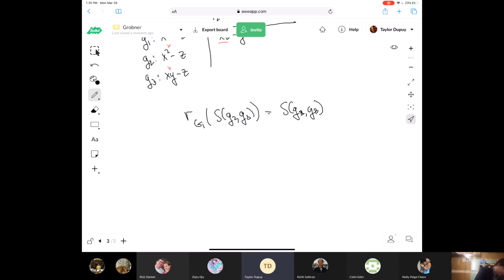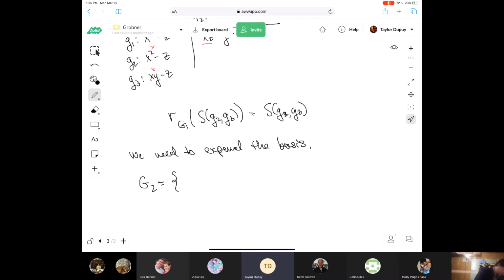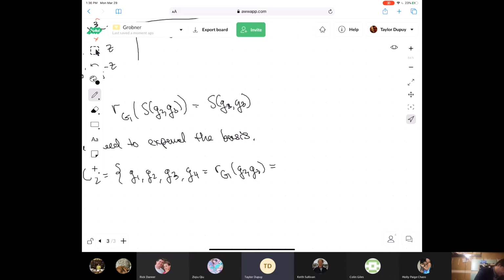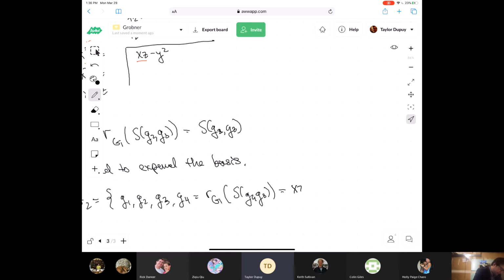Okay, and so now we need to expand the basis. So we set G2 to be equal to G1, G2, G3, and now G4, where this is the remainder with respect to G1 of the syzygy of G2, G3. And so this is x z minus y squared.